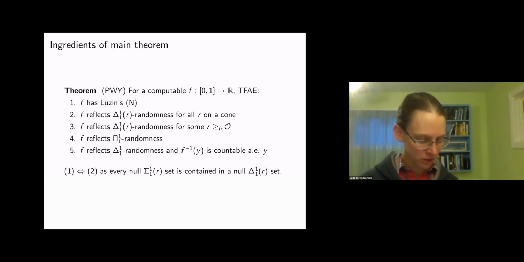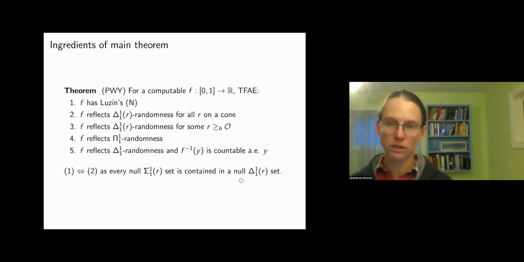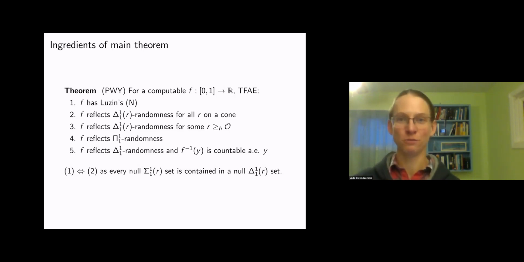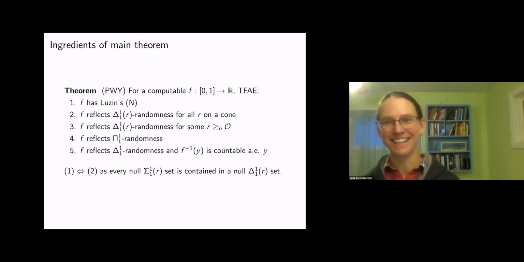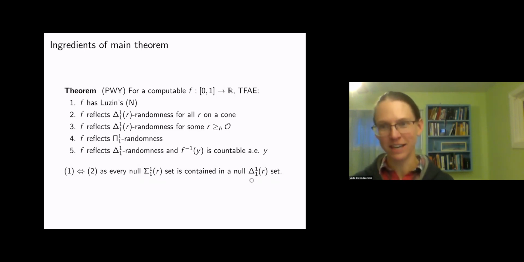And then to see that 1 implies 2, you just have to use the fact that every null Σ^1_1 set is contained in a null Δ^1_1 set. So suppose that a function really has Luzin's N. Start out with a Δ^1_1 R null set. You know that its image is null. The question is just, is its image still a Δ^1_1 R test? It may not be, but it'll be contained in a Δ^1_1 R test, because its image will be Σ^1_1 R, and that'll be contained in a Δ^1_1 R test.